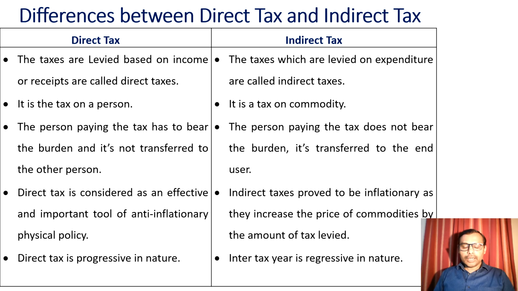And lastly, direct tax is progressive in nature. When you earn more money, you have to pay more. So indirect tax is regressive in nature. It will regressively collect the taxes and make the person pay the tax based on their expenditure, based on their spendings.